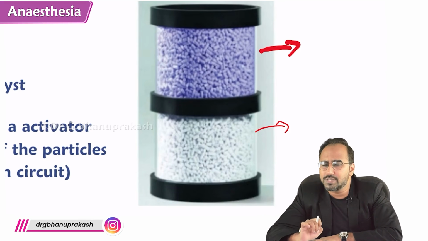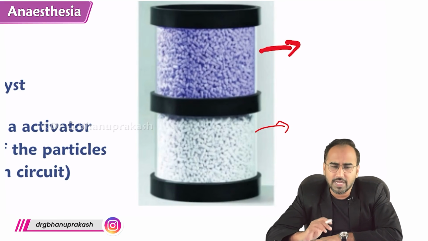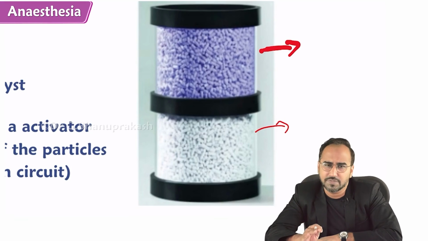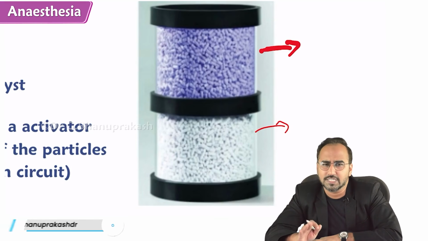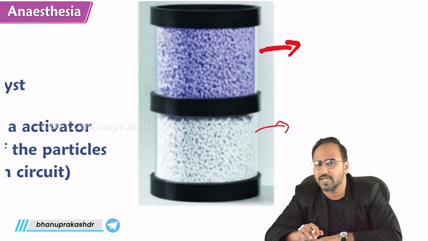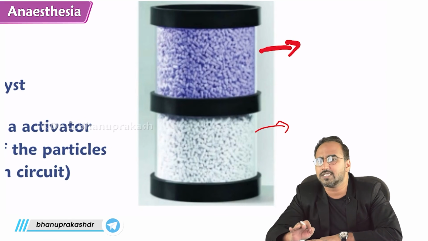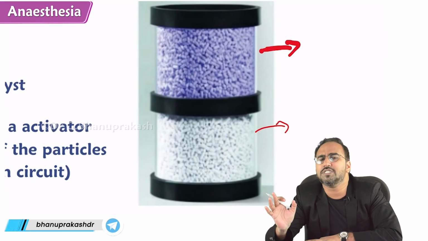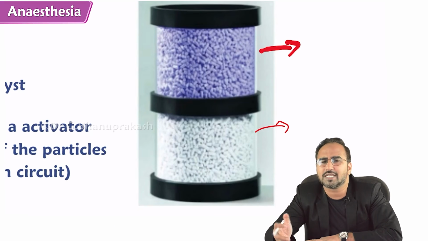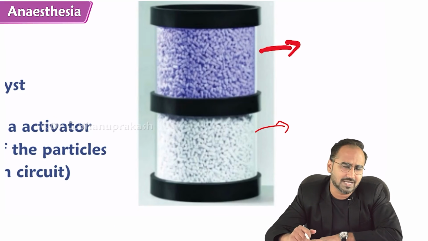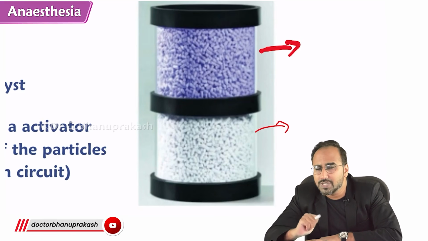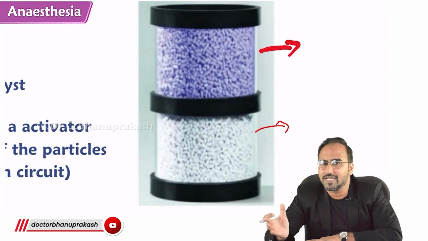The rule when you are using soda lime is that 100 grams of soda lime will absorb 23 to 26 liters of carbon dioxide. Once all that is used, the soda lime gets exhausted and you will see a color change. Why? Because an indicator dye is added to the soda lime that indicates the color change.